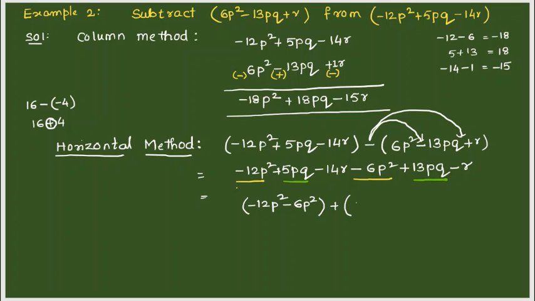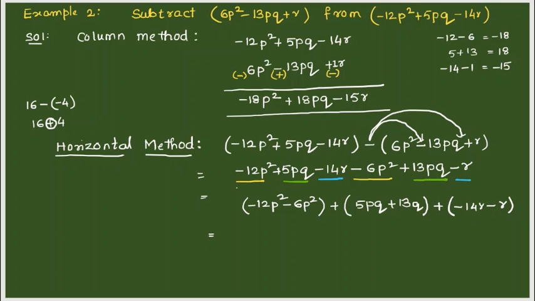That means plus 5p cube plus 13p cube, we write in another bracket. That means we are grouping them separately. Close the bracket. Plus another group of like terms. What are those? Minus 14r minus 1r. That is minus 14r, and here minus r means, as I told, minus 1r. We write here. Now we need to simplify them.